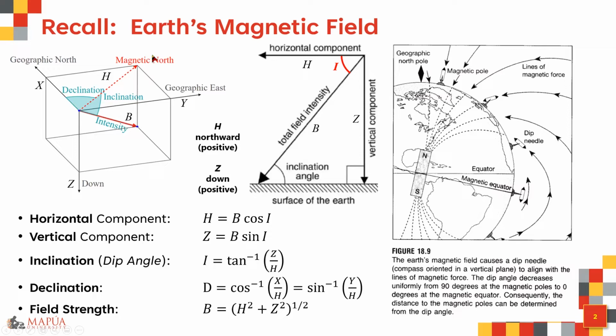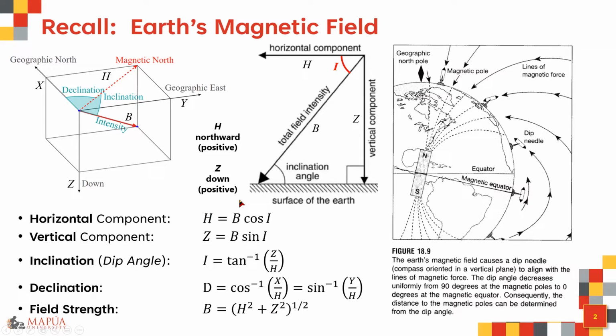The angle between this direction, the direction of H, and the geographic north would be your declination. The angle between the horizontal component H and the direction of the magnetic field is called the inclination or the dip angle. Okay. And these components are related by these equations.